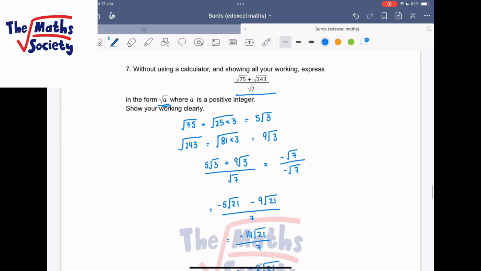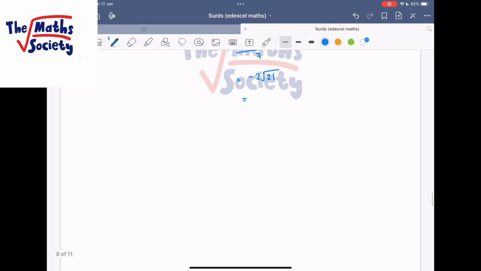And then because we only want it in the form of root a, we have to multiply it back. So that's 21 multiplied by minus 4 again. Oh wait, sorry, 4, because it's going to be squared, so that's going to be 4. So you should have 4 times 21, which is 84. So that should be an answer of root 84.